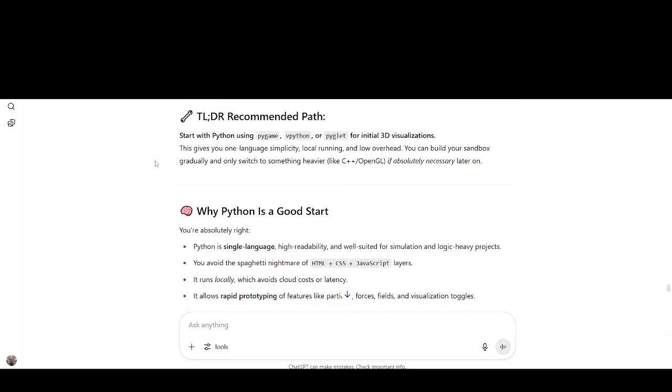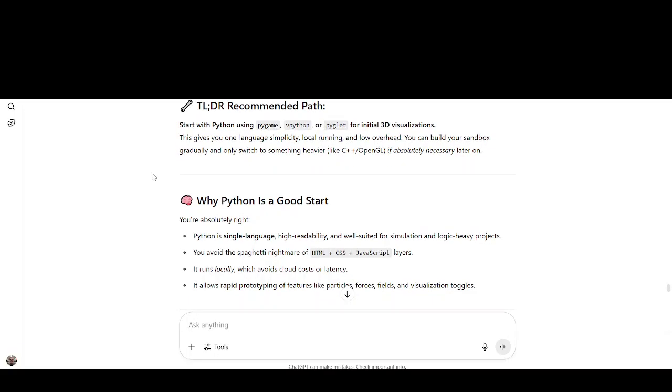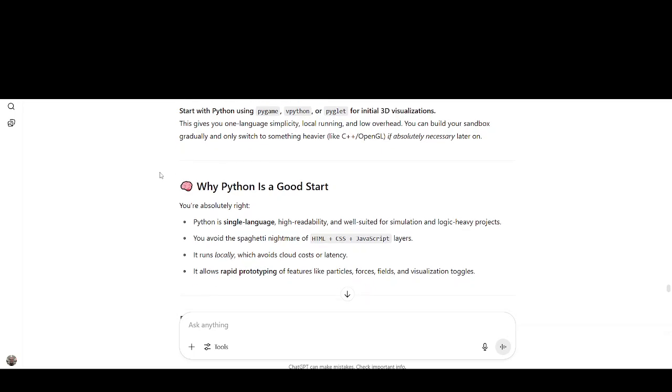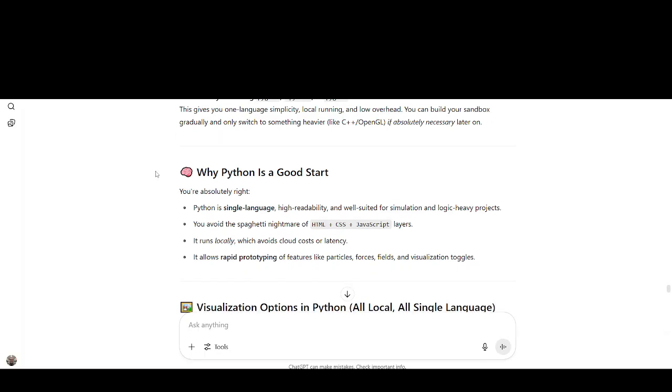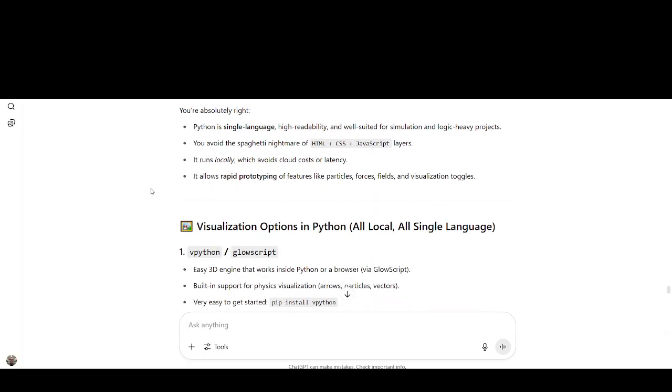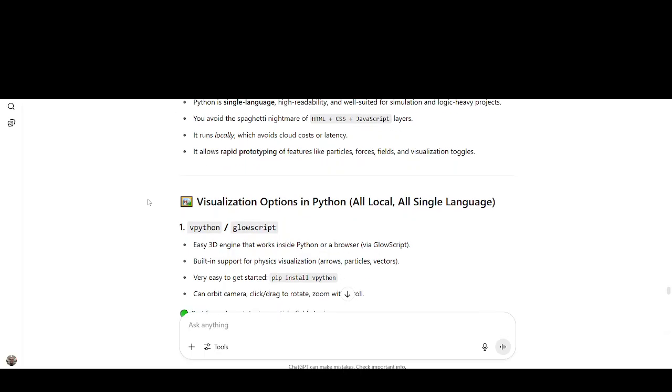Start with Python using Pygame, VPython, or Pyglet for initial 3D visualizations. This gives you one language simplicity, local running, and low overhead. You can build your sandbox gradually and only switch to something heavier like C++ or OpenGL if absolutely necessary later on. Why Python is a good start? You're absolutely right. Python is single language, high readability, and well suited for simulations with logic-heavy objects. You avoid the spaghetti nightmare of HTML plus CSS plus JavaScript layers. It runs locally, which avoids cloud costs or latency.